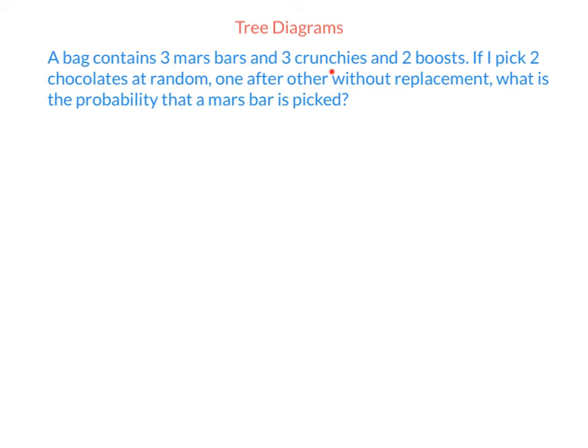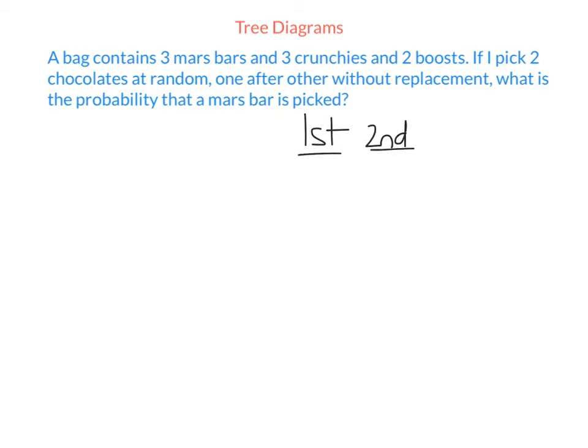A bag has 3 Mars bars, 3 crunchies, 2 boosts. I'm going to pick 2 chocolates at random, one after the other without replacement. What is the probability a Mars bar's picked? This is a multi-stage event because I'm picking a chocolate and then picking a second chocolate. So the first stage is me picking the first chocolate and the second stage is me picking the second chocolate.